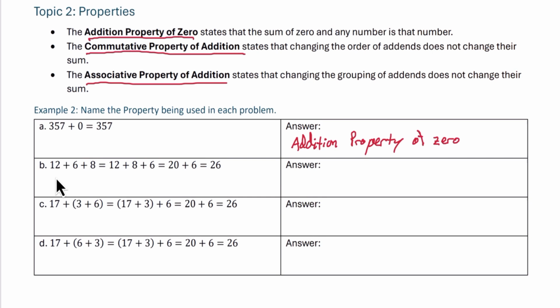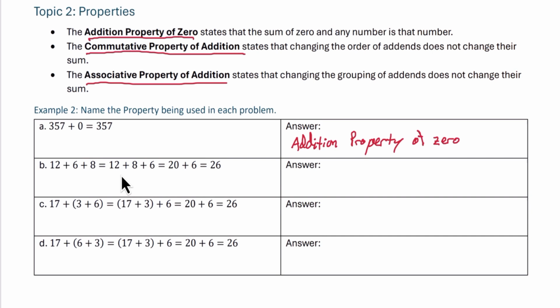Up next, we have 12 plus 6 plus 8 equals 12 plus 8 plus 6, which equals 20 plus 6, which is 26. Really, what's happening is in these first two steps. We have 12 plus 6 plus 8, and then it becomes 12 plus 8 plus 6. Notice the order in which these numbers 6 and 8 occur has changed. So notice those two numbers have changed locations or changed the order.